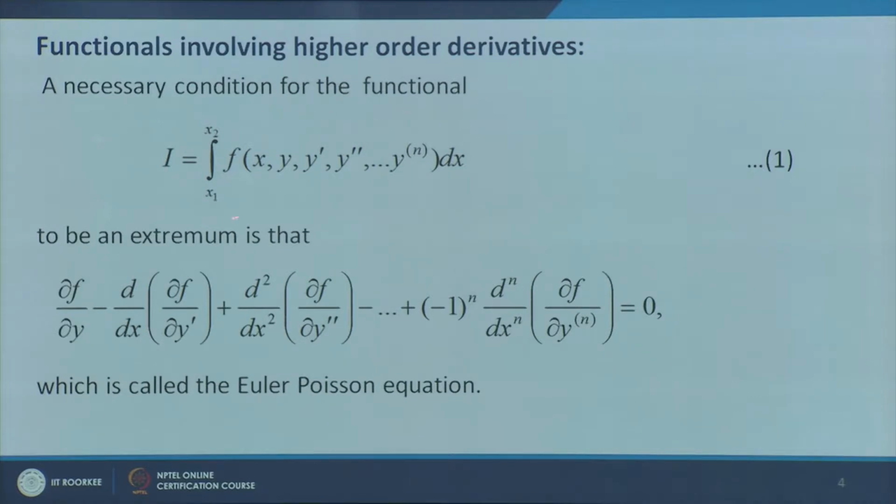So a necessary condition for the functional which involves higher order derivatives of y with respect to x to be an extremum is that partial derivative of f with respect to y minus d over dx, partial derivative of f with respect to y dash plus d square over dx square, partial derivative of f with respect to y double dash and so on. The term corresponding to the nth derivative is minus 1 to the power n, dn over dxn, partial derivative of f with respect to y n. Now this equation is called the Euler-Poisson equation.